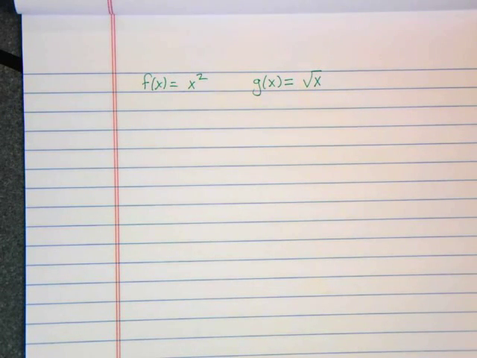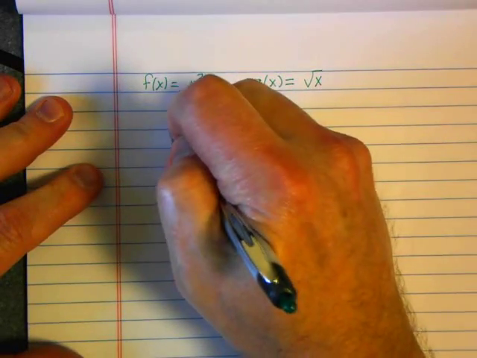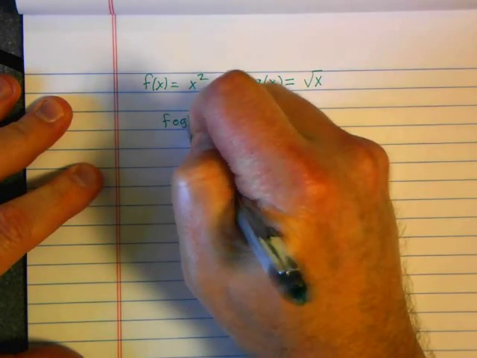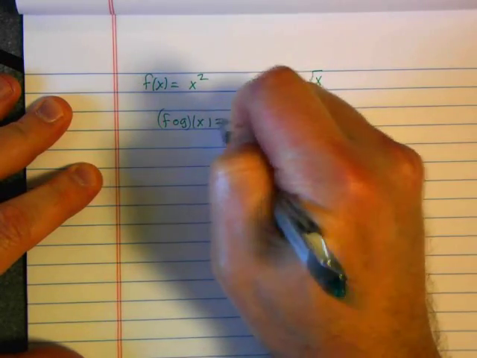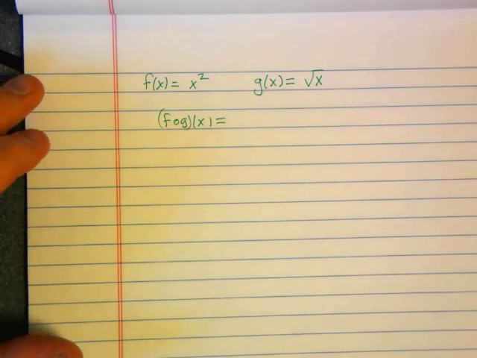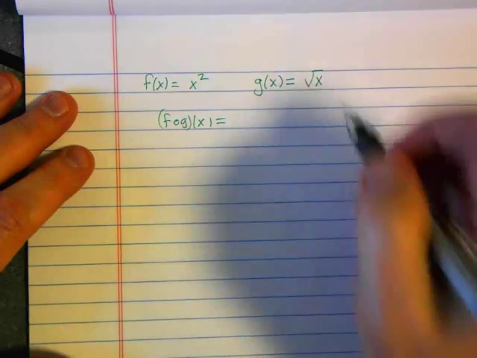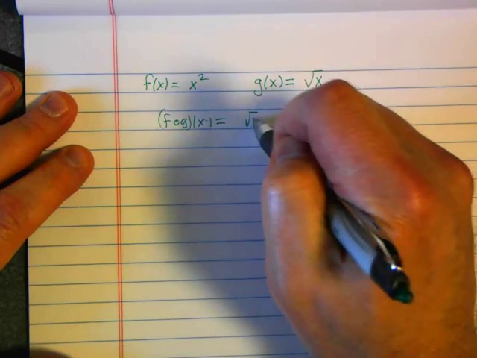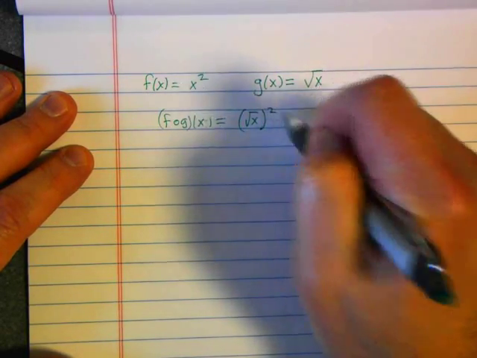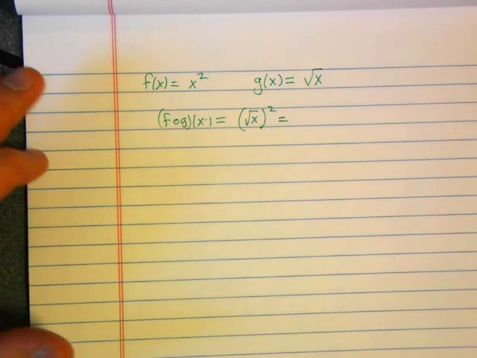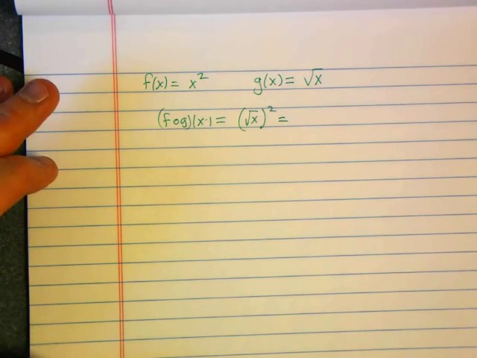All right, so if I do f of g of x, what would that be? x, because I would start with g, that would be square root of x, and then I square it. What happens when I take a square root and I square it? Get rid of the square root. I get rid of the square root and I'm left with x.